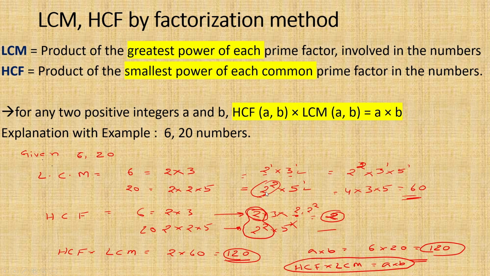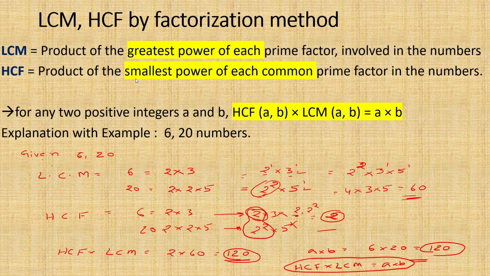If any factor is common, we will take the highest power of that common factor. Here 2 is common in both numbers. So what is the highest power of 2? That is 2 power 2, so we write 2 power 2. For calculating the LCM, we need to write each prime factor, and if any prime factor is common in all the numbers, then we take the greatest power of that.